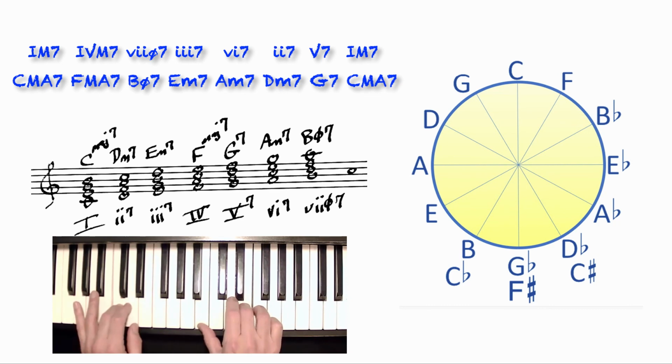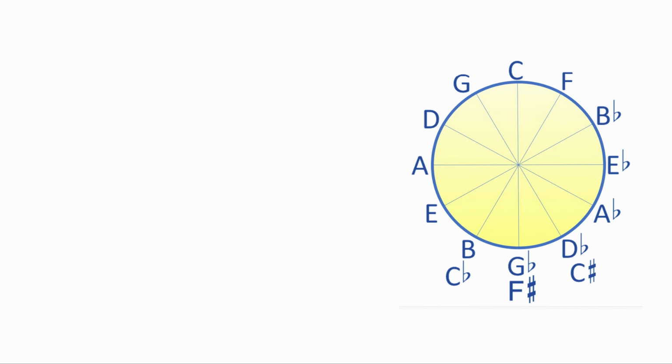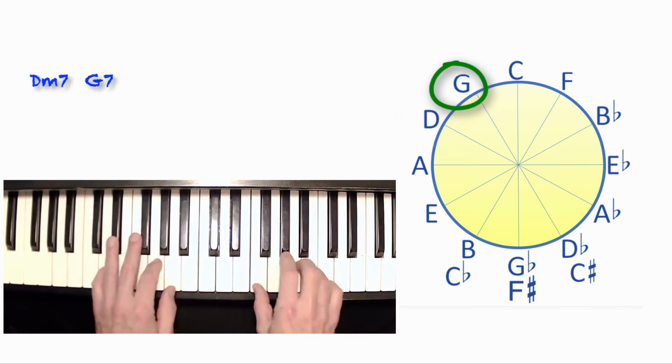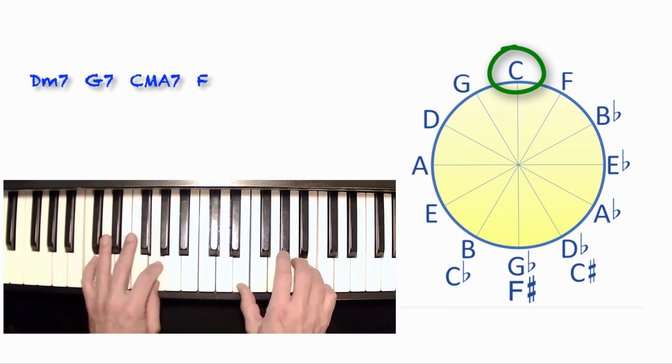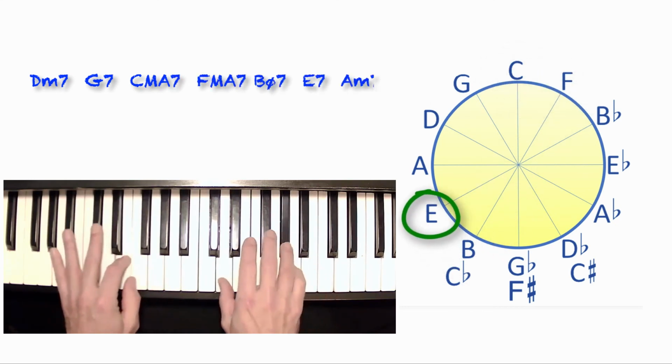With a slight alteration of the chord qualities and a different starting point, you can do this in a minor key. Here it is in A minor, D minor 7, G7, C major 7, F major 7, B half diminished 7, E7, and then A minor.